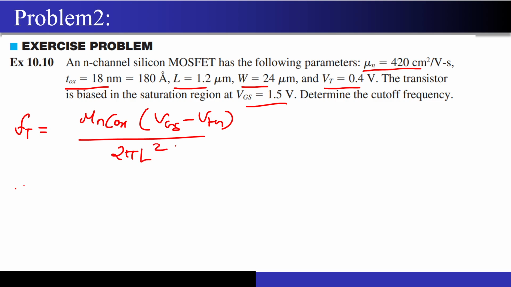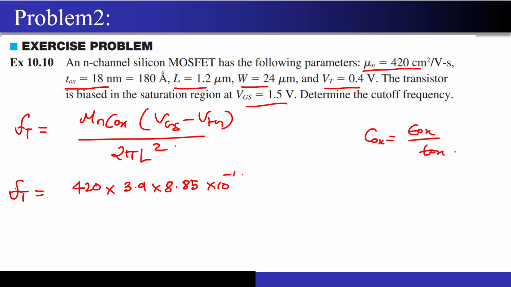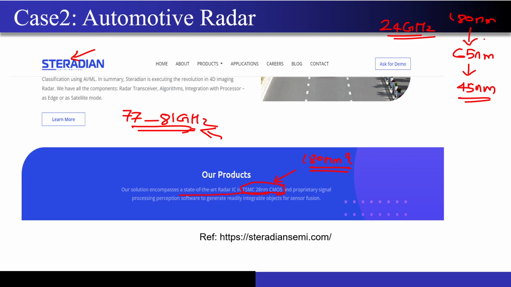Now let me put all these values over here. fT will be what? Mu n value they have already given, 420. The Cox value I may not know directly, so I have to find the value of Cox by doing epsilon ox by Tox. So epsilon ox is what? They have not given it, so we have to assume some epsilon ox, maybe 3.9, into the permittivity of free space, 8.85 into 10 to the power minus 14. Let me just look at the formula once. Let me just quickly check it.